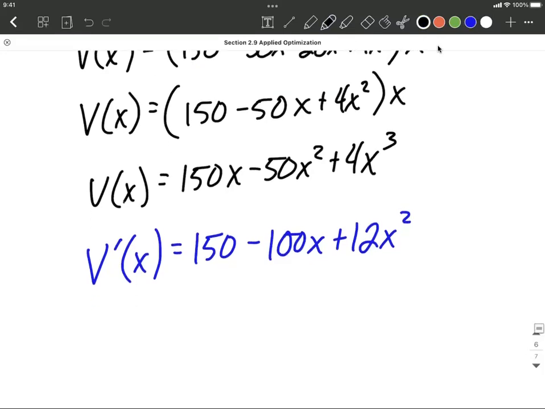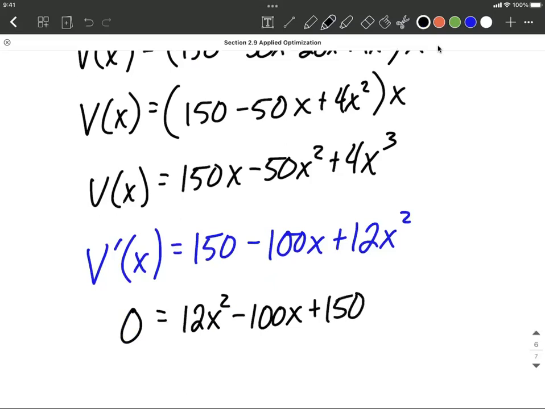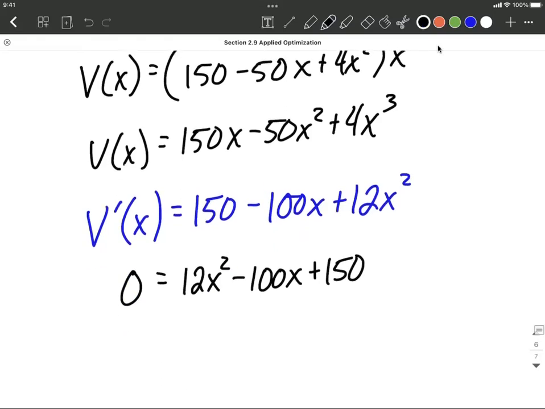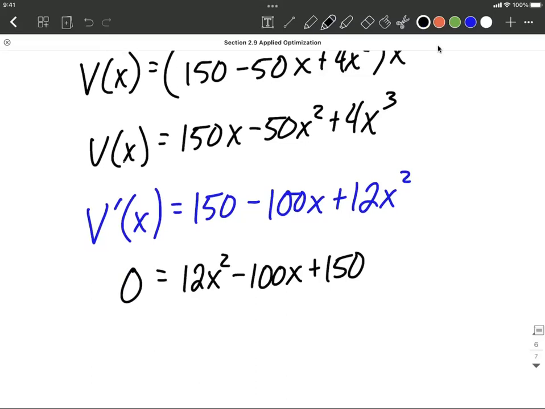So I'm going to set it equal to 0, and I'm going to rearrange the right-hand side. So I'm going to put it in descending order by moving the 12x squared up front, minus 100x, plus 150 I'm going to put at the end. All right, we have this quadratic. I think we can factor out at least a 2 from each one of these terms.